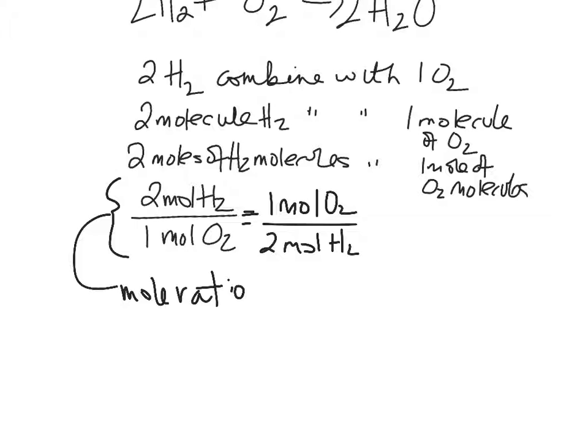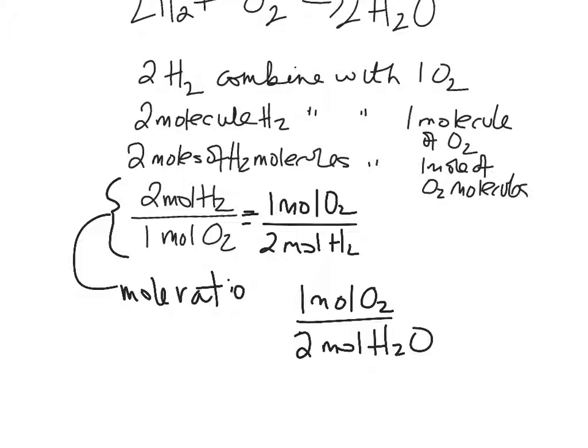Rhea, what'd you write? 1 mole of H2O? It would have to be 2. Where are we getting these 2 and 1s from? Yeah, the numbers in front in the chemical equation.